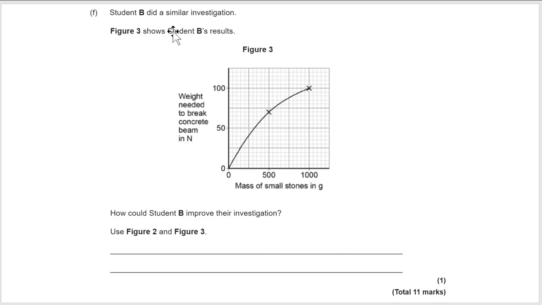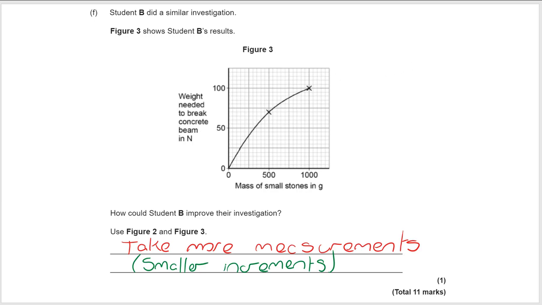And finally, we have another graph here. Student B did the same experiment, but actually didn't do it as well. How could they improve it? They did 500 grams and 1000 grams and plotted that graph. Well, actually, it would have been better if they'd taken more measurements, if they'd done smaller increments, maybe at 200 and 400 and 600 and 800 and 1000, for example. And that takes us to the end of the question.